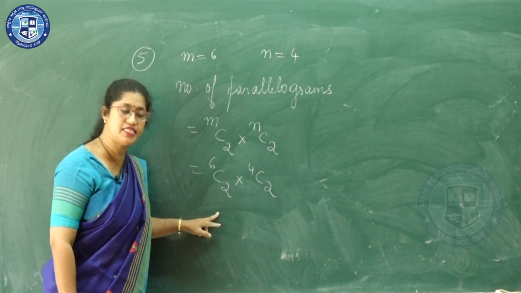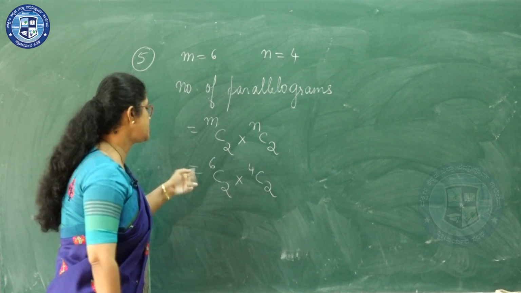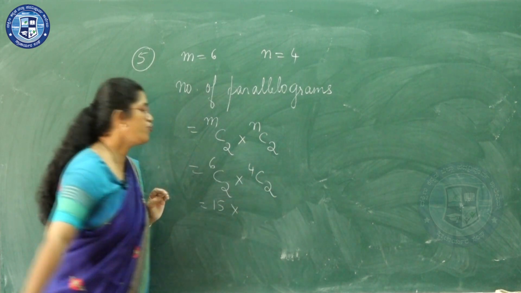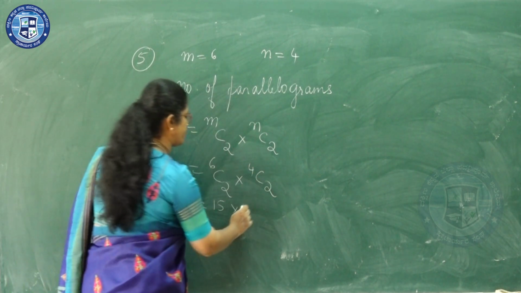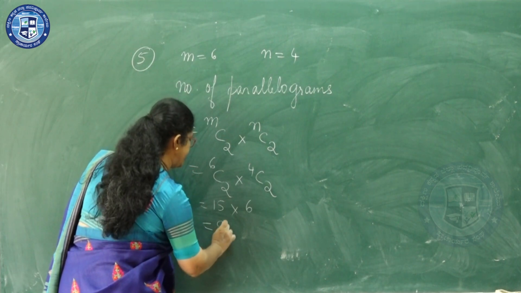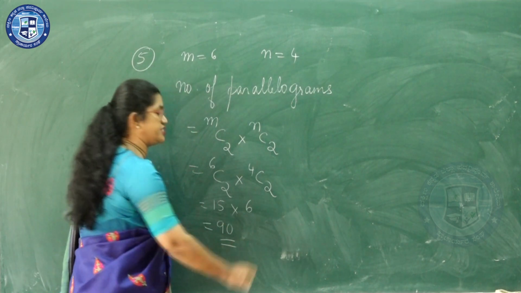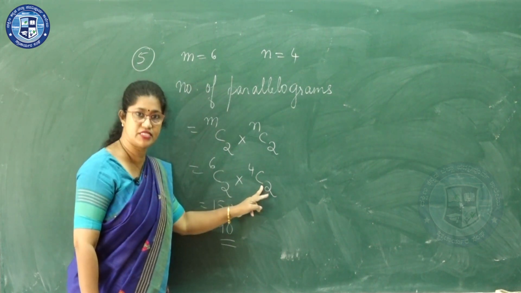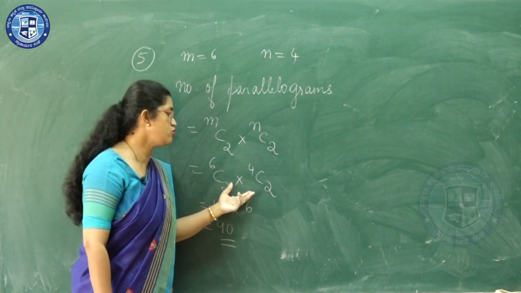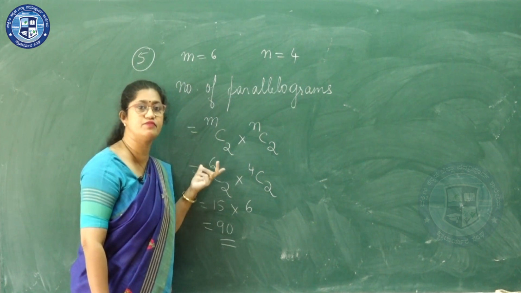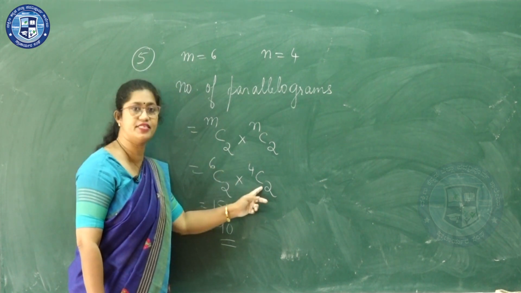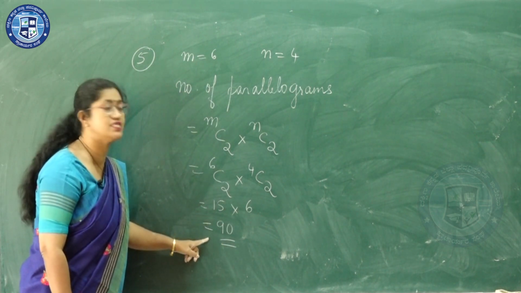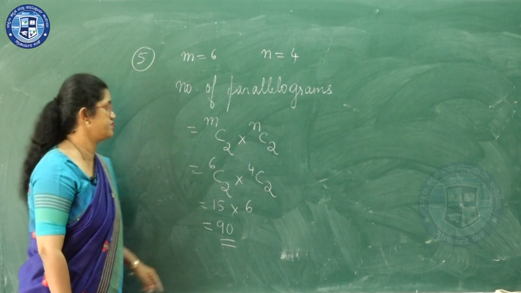Calculate what is 6C2. 6C2 is 6 into 5 divided by 2. You'll get it as 15. 4C2 is 4 into 3 divided by 2, and that will be 6. 15 into 6 is equal to 90. I assume by now you know how to do these calculations. If you do not know, refer back to the previous sums. You will understand how to calculate this. So that's why I've written the answers directly here. 15 into 6 is equal to 90.